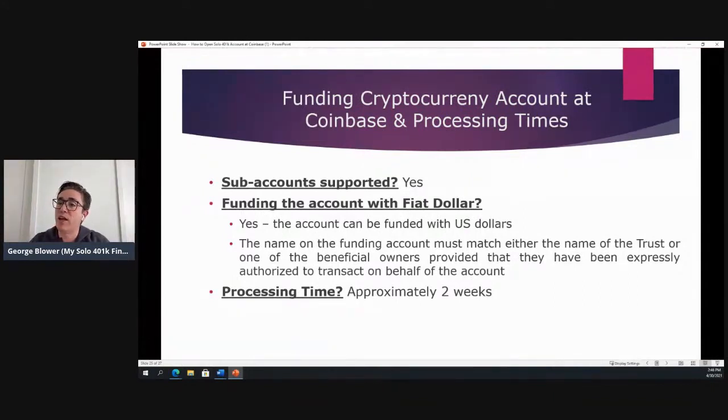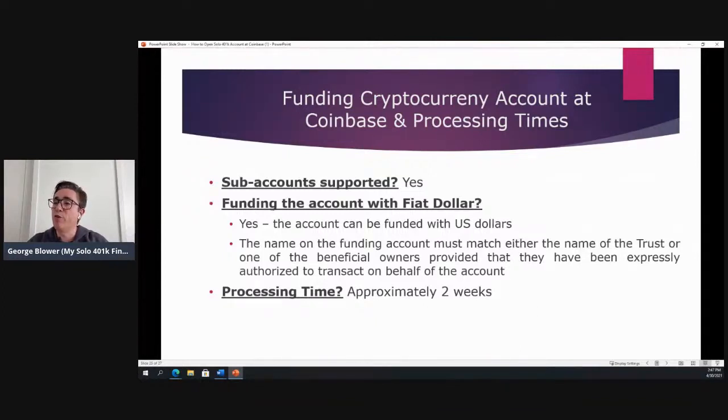It just needs to be a bank account that's opened up under the name and tax identification number of the plan. So when you go to fund the account at Coinbase, as you'll see on this slide, the cryptocurrency exchanges, including Coinbase, require that the name on the funding account matches the name on the account at the exchange. So that's part of the reason you need that bank account.